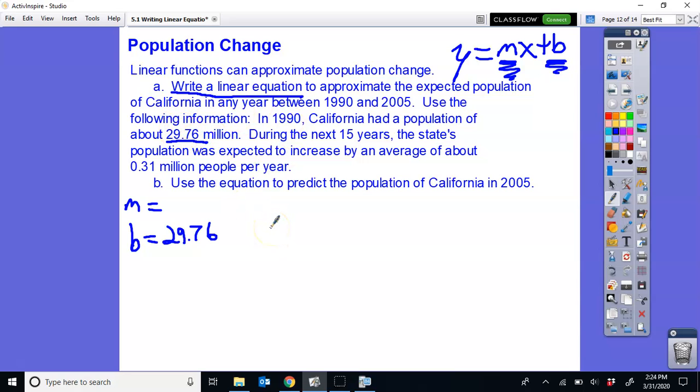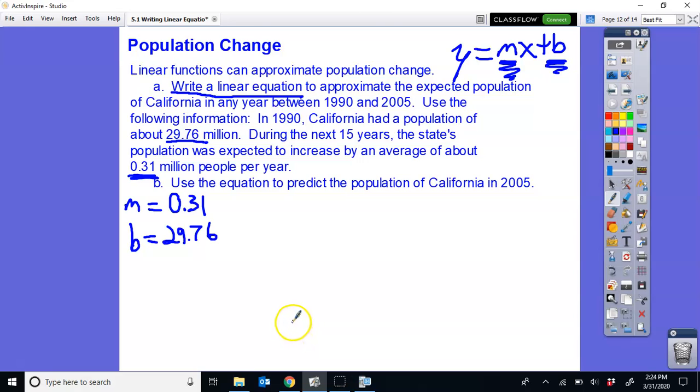Now, is that the beginning population of California ever? All time? No. This is talking about this one little situation we're talking about from 1990 to 2005. So then the next part of the problem says, during the next 15 years, the state's population was expected to increase by an average of about 0.31 million people per year. What is that? Again, I hope you're screaming at the screen. That is my M. That is my slope.